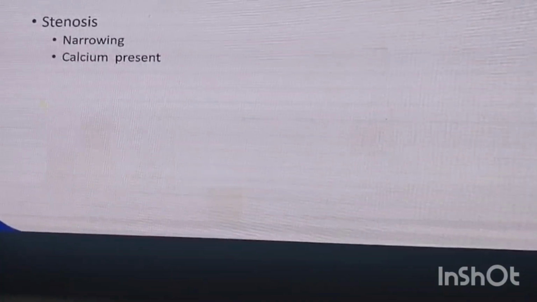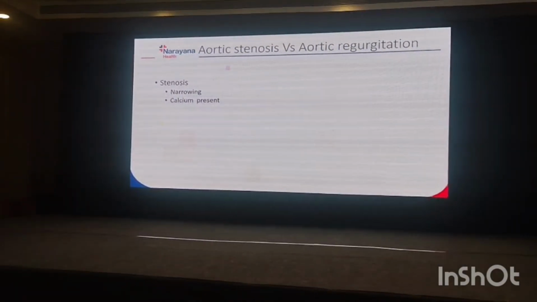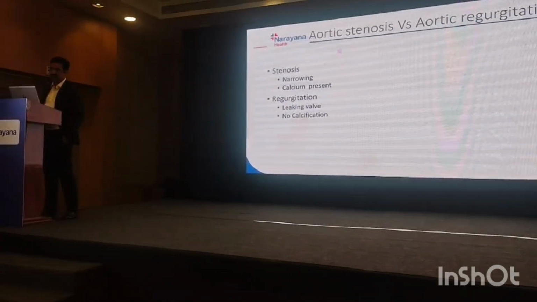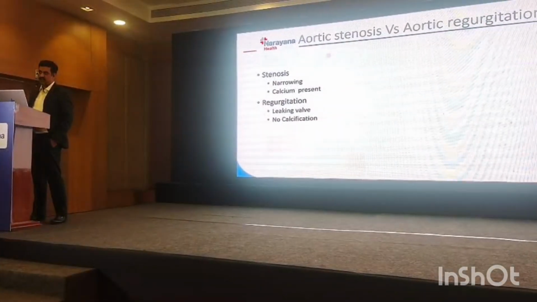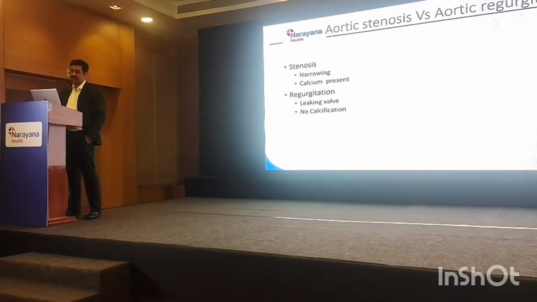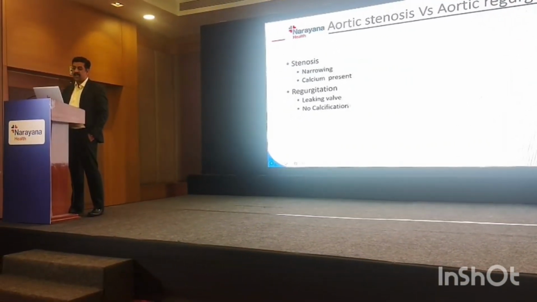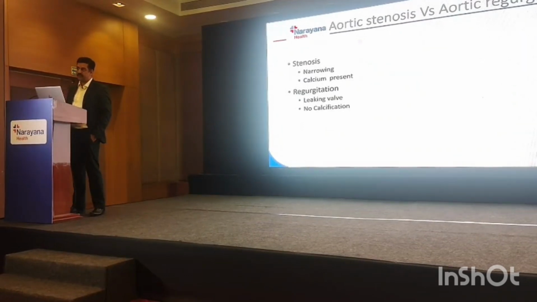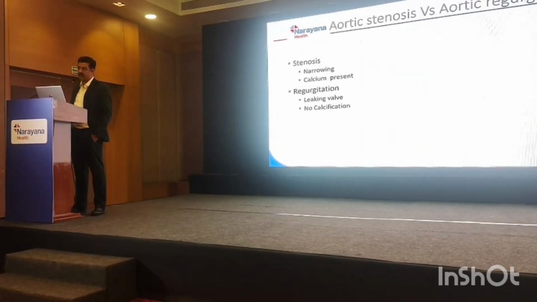One is a stenosis, that is narrowing, and it is because of calcium deposit. The second problem is completely different from that. Here there is no narrowing. The valve opens properly, but then it doesn't close properly. When it doesn't close, it starts leaking, and here there is no calcium deposit at all. So these are the two basic problems that can happen in the aortic valve.